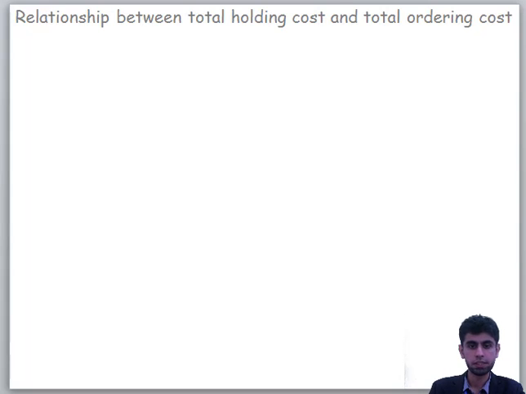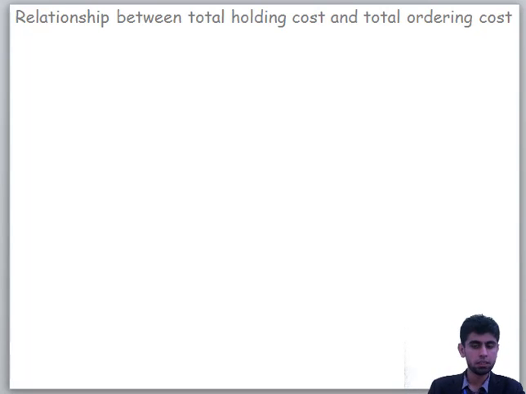What do we mean by inverse relation? Inverse relation means if the total holding cost goes up, the total ordering cost goes down. They move in opposite directions. Similarly, if the total ordering cost goes up, the opposite happens to holding cost and it goes down. So there is an inverse relationship between total holding cost and total ordering cost.